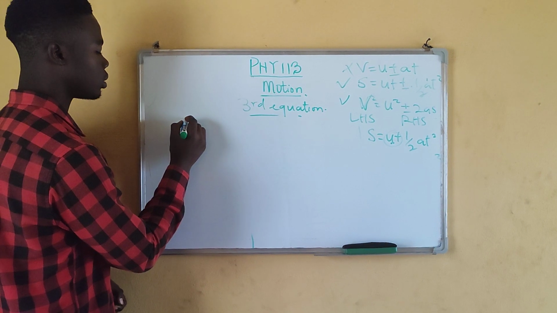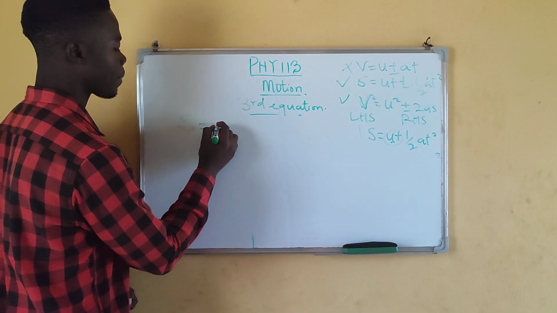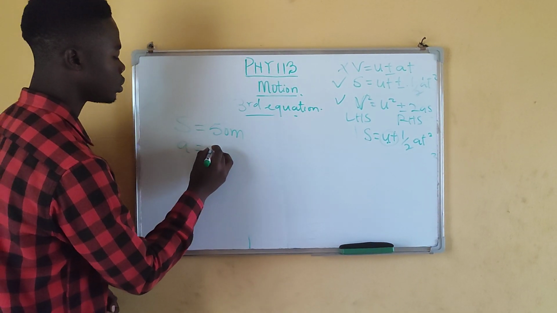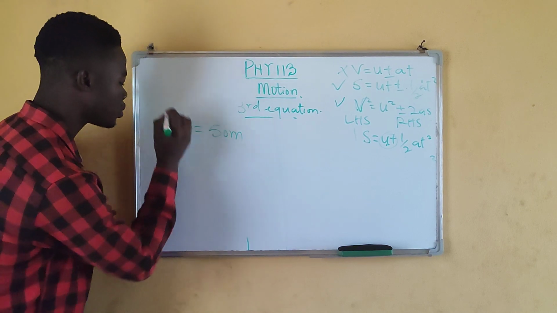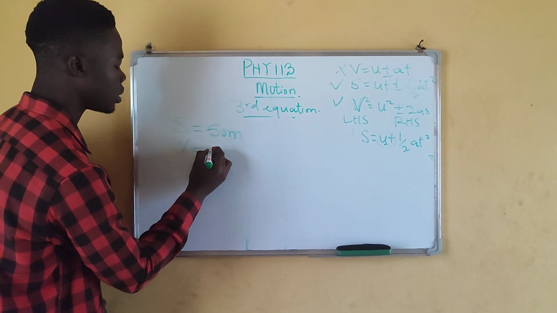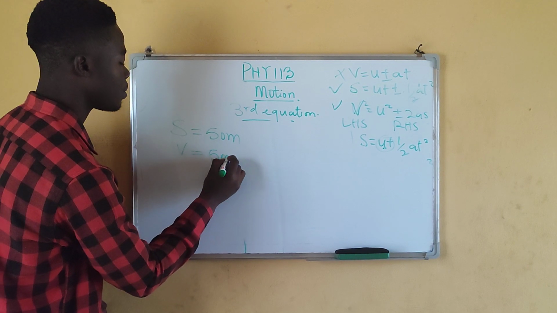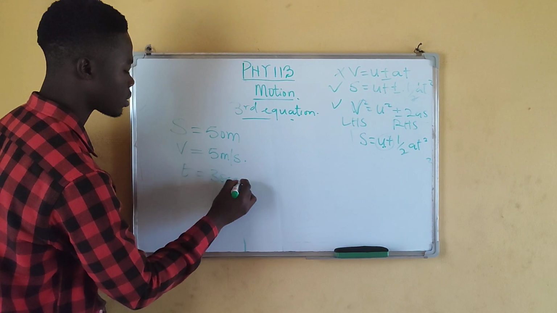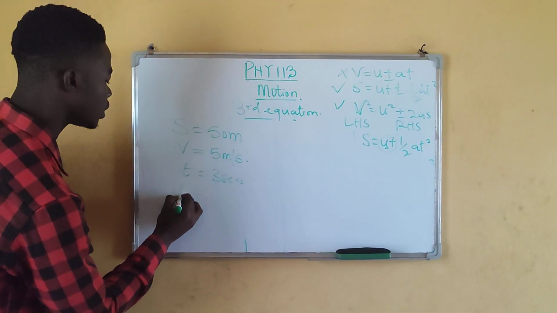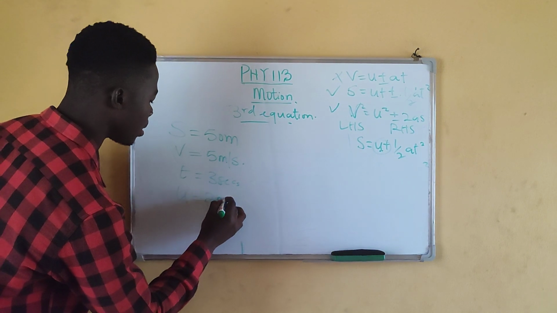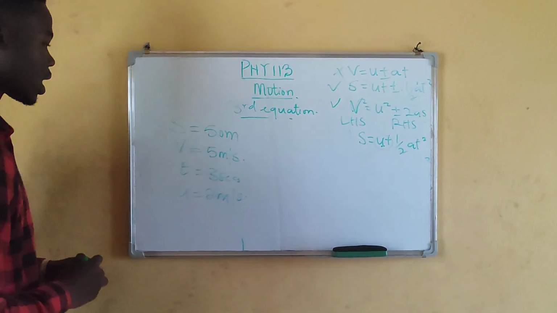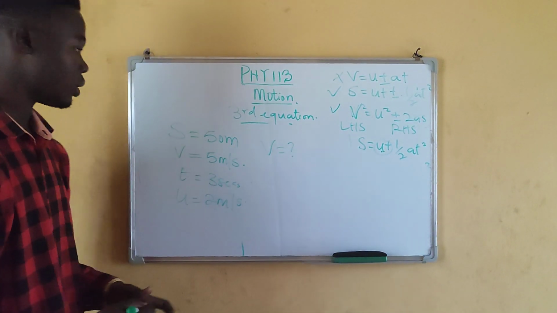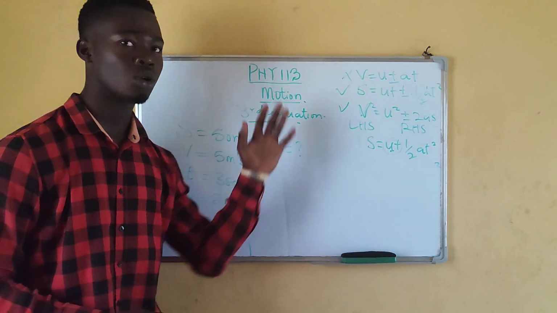You are given your distance to be 50 meters. Your acceleration, now let's do something. Your velocity to be 5 meters per second. Your time to be 3 seconds. And your initial velocity to be 2 meters per second. Now the question asks you for the final velocity. Calculate the final velocity. Now I told you, when you have something like this, you go back to your formula.